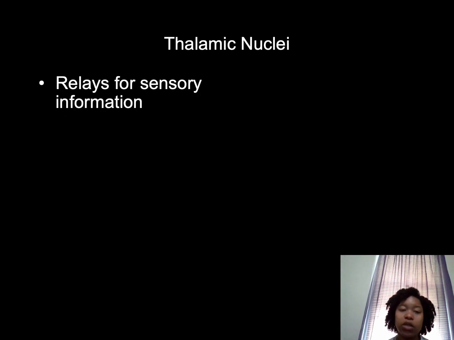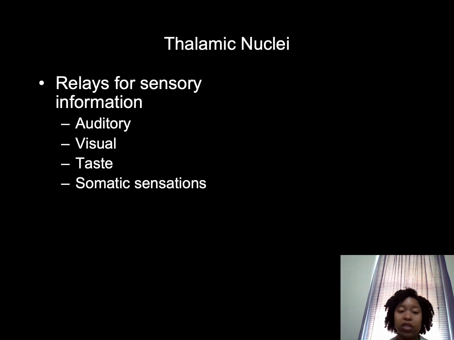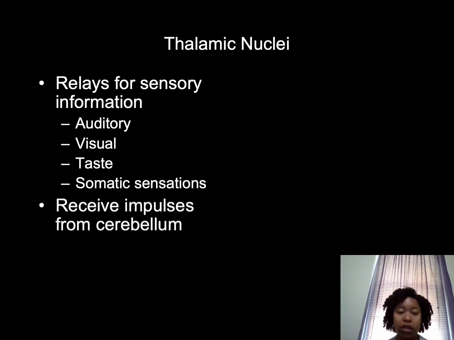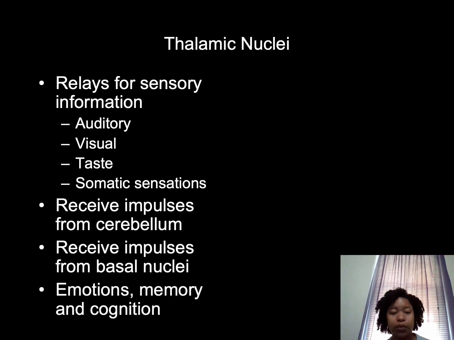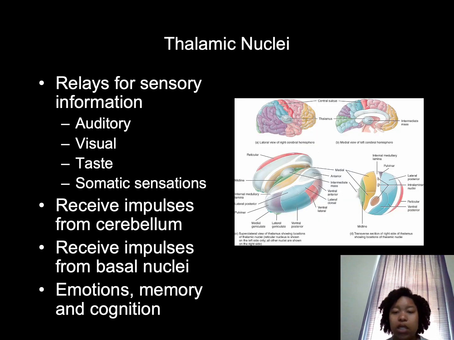As far as thalamic nuclei, like we said, it serves as a relay for sensory information. That specific sensory information is auditory, visual, taste, and somatic sensations, like bodily. It receives impulses from the cerebellum, and it also receives impulses from the basal nuclei. And again, it's involved with emotions, memory, and cognition. Breaking down the different parts of the brain, this image will help you get a better picture of where it is and why it does those things.